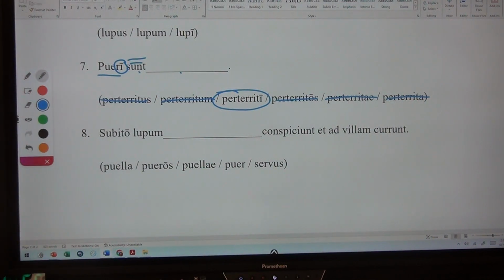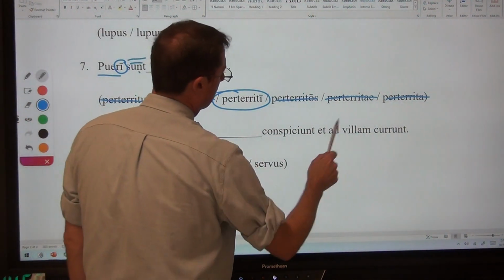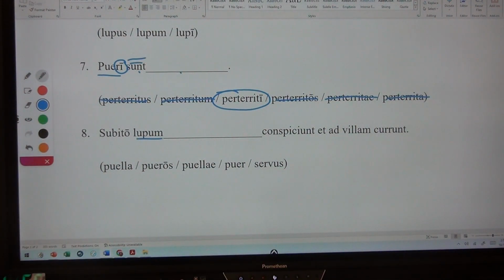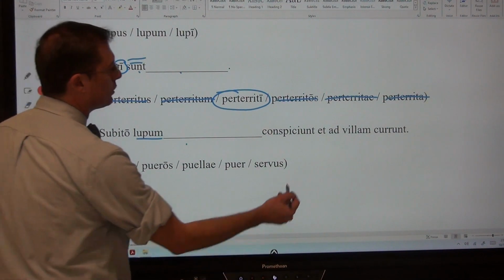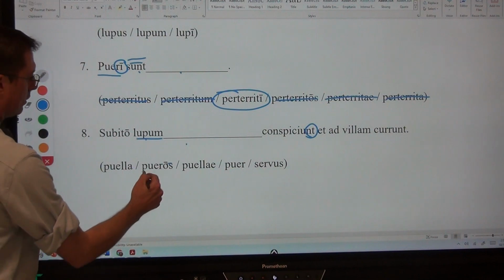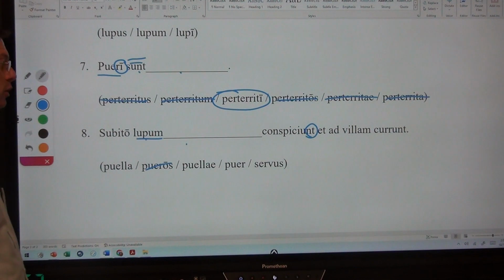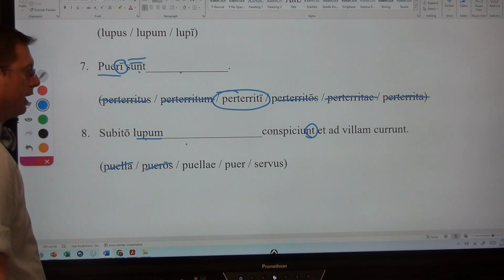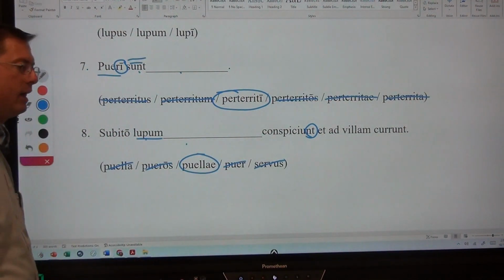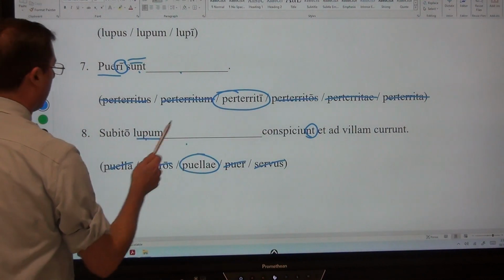Then finally, number 8, suddenly they spot a wolf and they run to the country house. Well, since we already have an accusative direct object, we're not going to be selecting another direct object for the blank. Instead, we want to figure out who the they are. So let's get rid of the accusatives because we already have a direct object. Got rid of that. That leaves the puella, puellae, puer, and the servus. Again, subject-verb agreement. A puella is not a they. A servus is not a they. A puer is not a they. A puellae is a they. And so who are the they that spot the wolf? The girls spot the wolf.